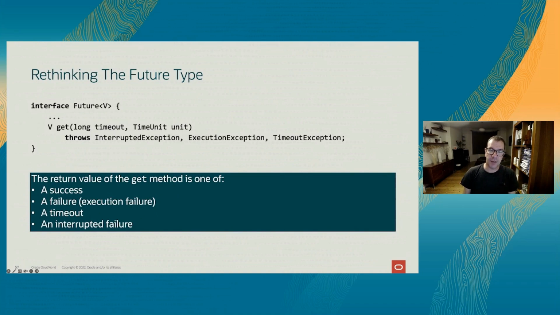Let's look again at this problem, but from a data-oriented perspective. What is it that we want to model? Well, let's say that the get method always returns a value, a piece of data. Okay, and what can this value be? Well, it's either something modeling success, something modeling failure, something modeling a timeout, or something modeling an interruption.